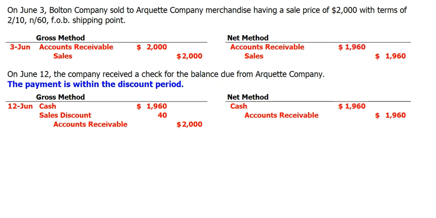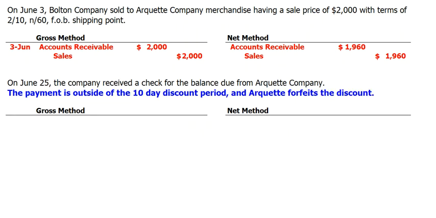Now let's consider what happens if the Arquette Company pays outside the discount period. On June 25, Bolton receives a check for the balance due from the Arquette Company. The payment's outside of the discount period, and Arquette will forfeit the discount. Bolton will record the $2,000 cash collection and remove the entire $2,000 accounts receivable from its books.